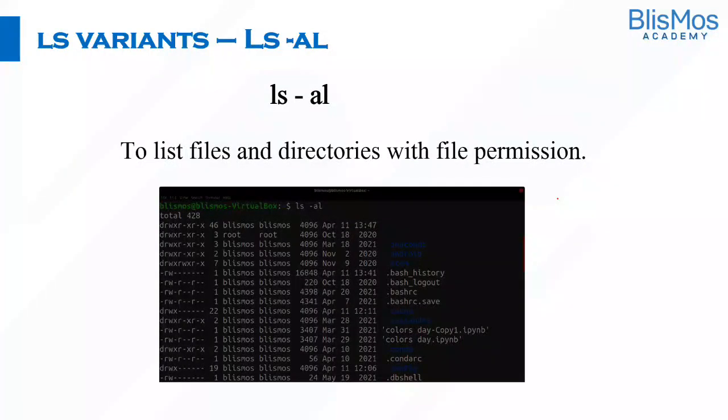ls -al is a variation of one more ls command. It will be listing the files and directories with the file permissions. And also if you see, it is also listing some of the hidden files as well. In the earlier ls -l, it listed only the files which are not hidden. In this case, all the files in the current directory would be listed.